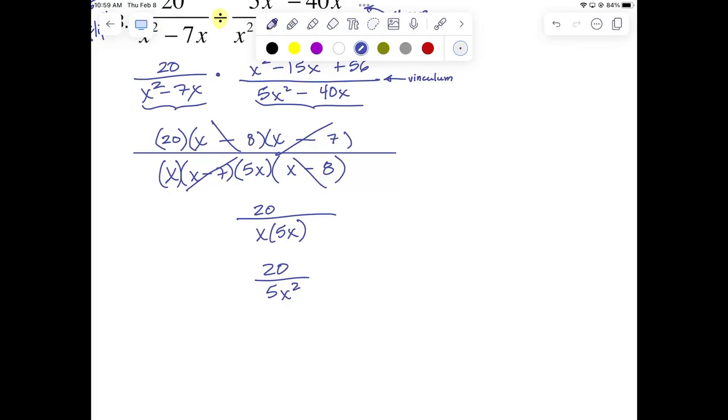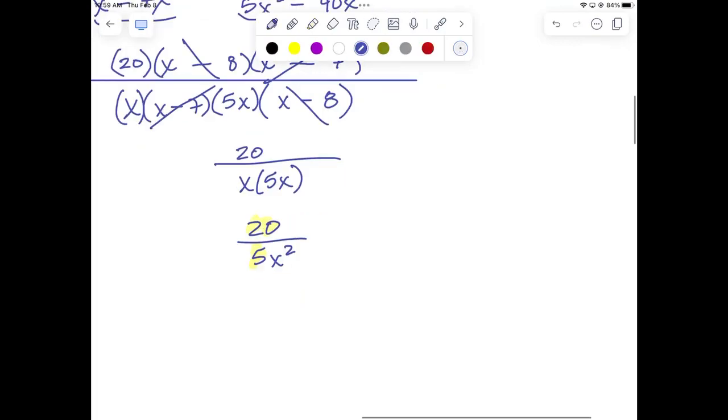And is that as good as it gets? No. We can simplify the numbers here. 20 divided by 5, they have a common factor of what? 5. They have a common factor of 5. So they divide out nicely to give you 4 over x squared.